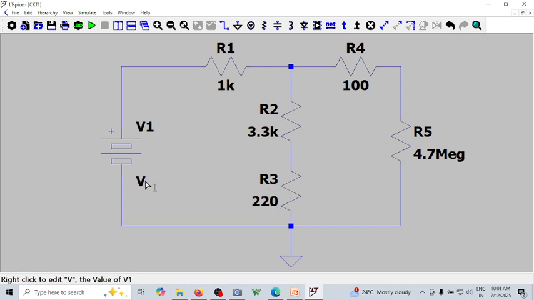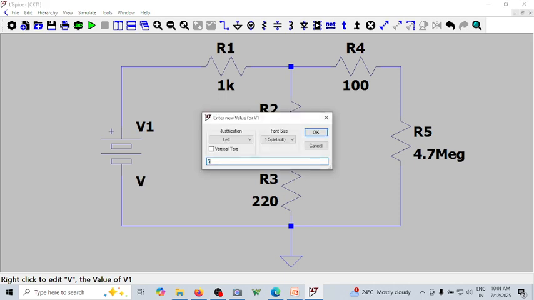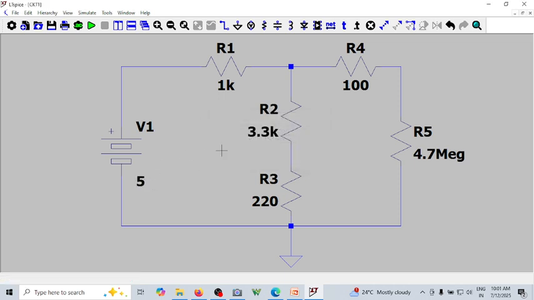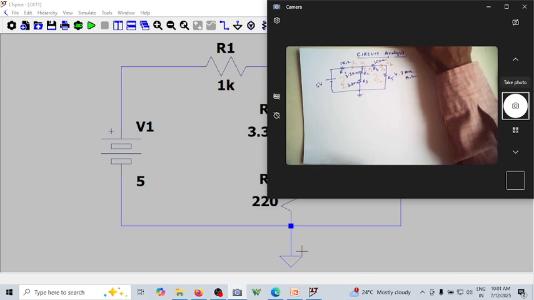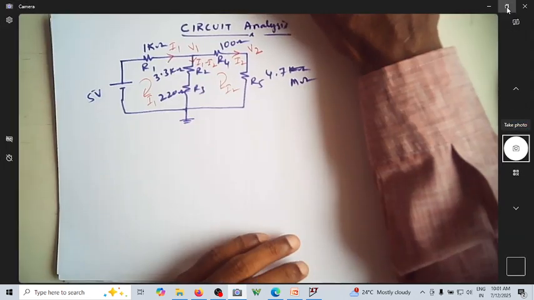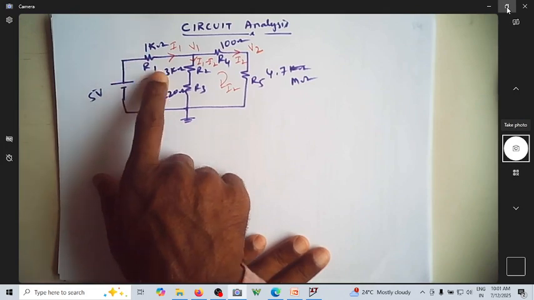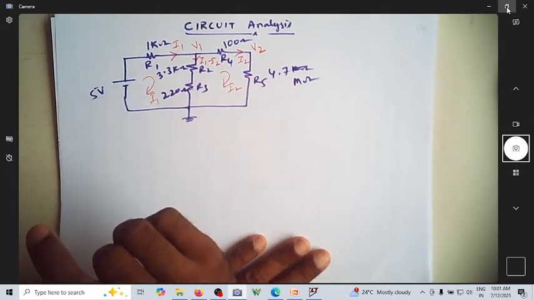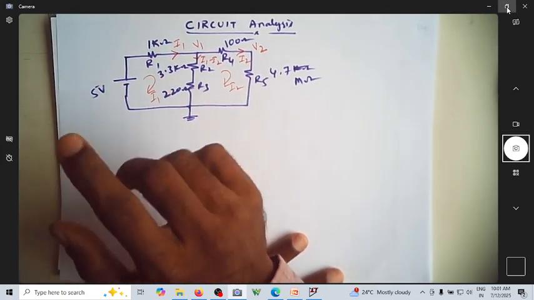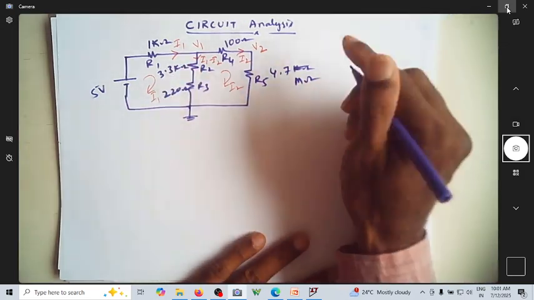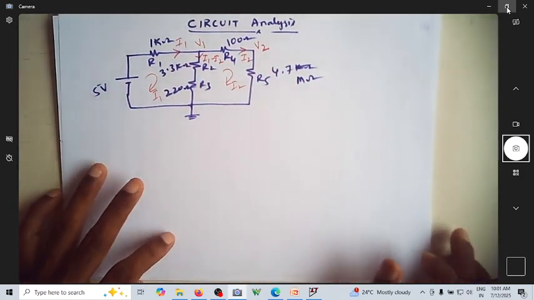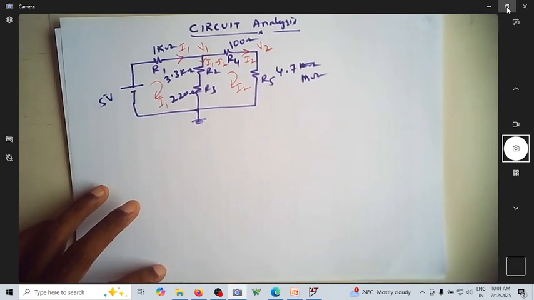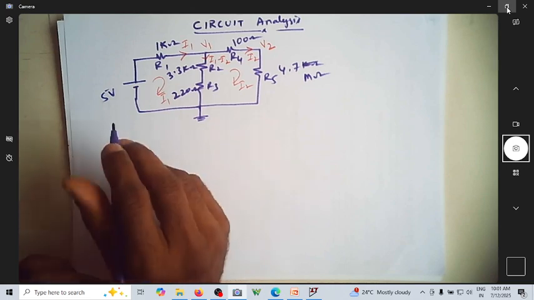Fine. So now let me specify this as 5 volts. So I'm done with the circuit connection. If we just go back and see what the circuit is, this is the circuit we expected. We wanted 1k, this is this and this. So let us try to simulate this and find out what the current is. Of course you can actually find that out yourself. I leave it to you as an assignment.